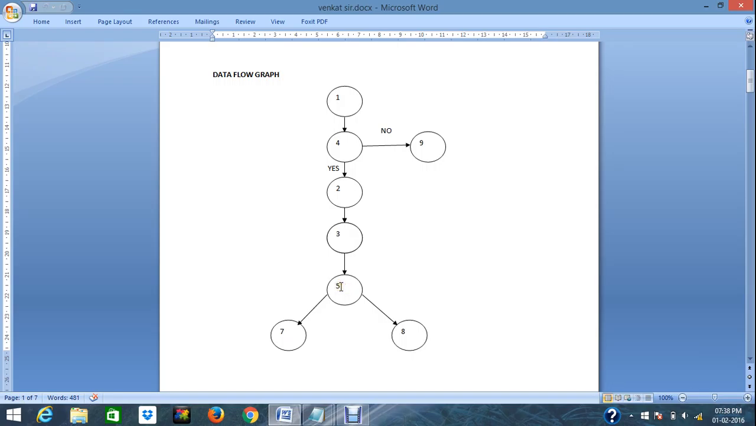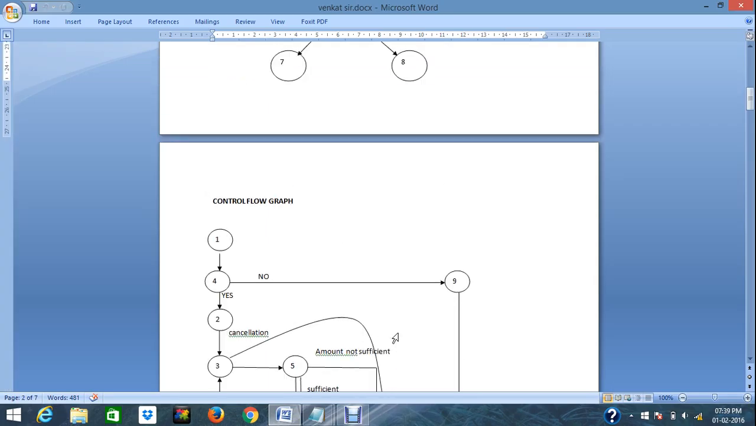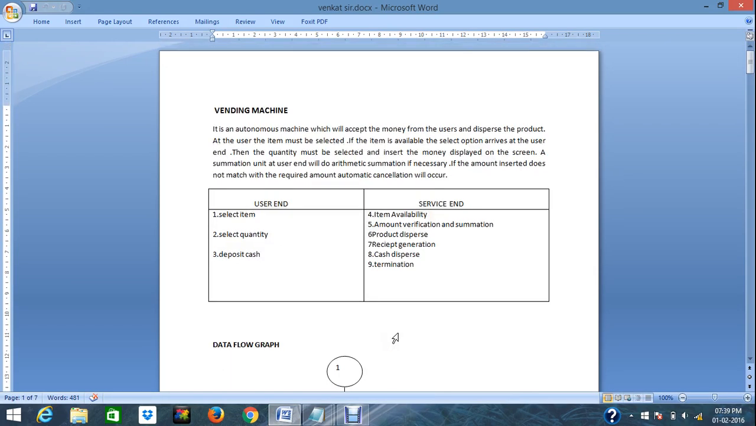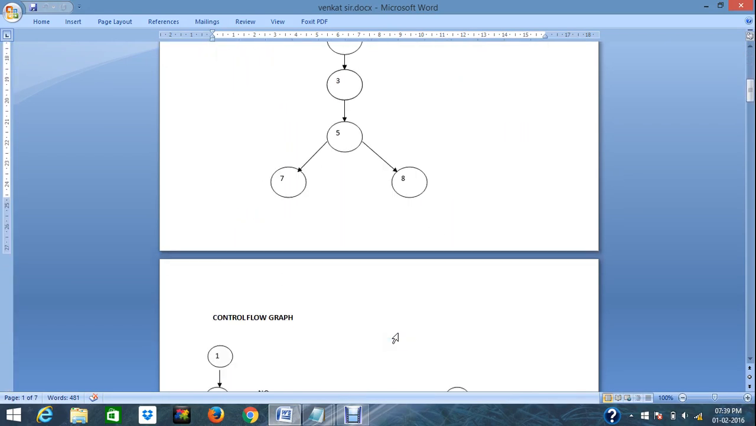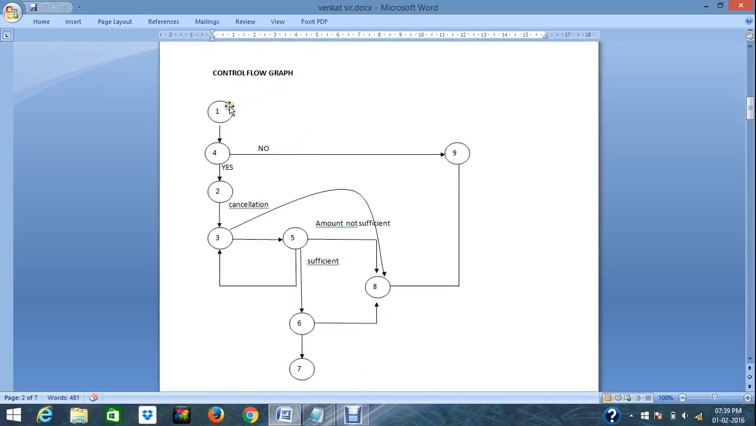The machine will verify the cash. If cash verification is succeeded, then the required product is dispersed and the balance cash is also dispersed. This is the data flow graph. Next is the control flow graph.